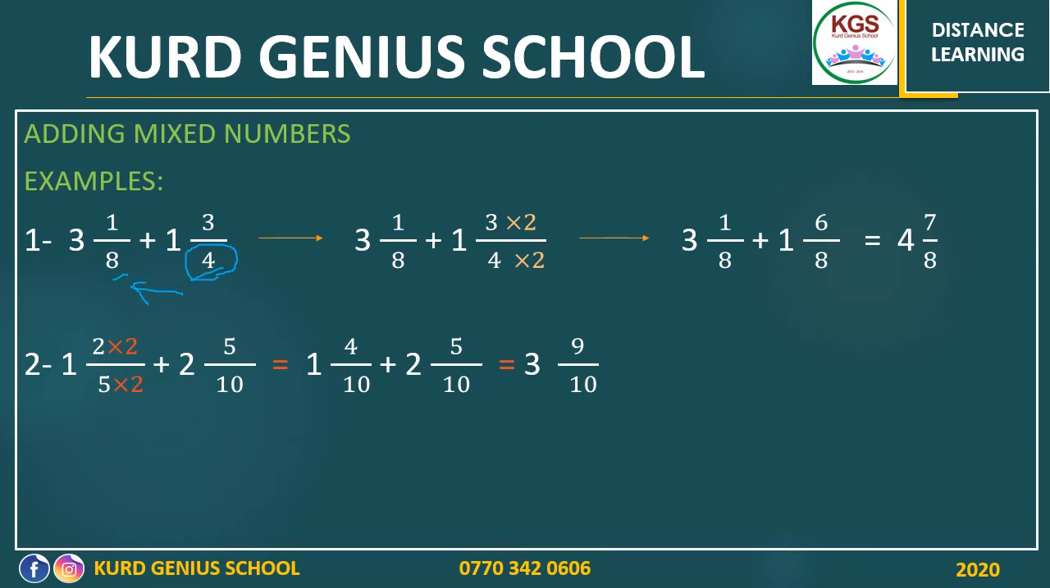So 4 times which number equals 8? Here I wrote times 2. So 4 times 2 equals 8. So I'm going to rewrite the example by multiplying by 2. And do not forget that you need to multiply the top also by the same number as the denominator. Then rewrite the example, this time solving the multiplication. So 3 1/8 is the same, plus 1, this time 3 times 2 equals 6, 4 times 2 equals 8. Now both denominators are equal.